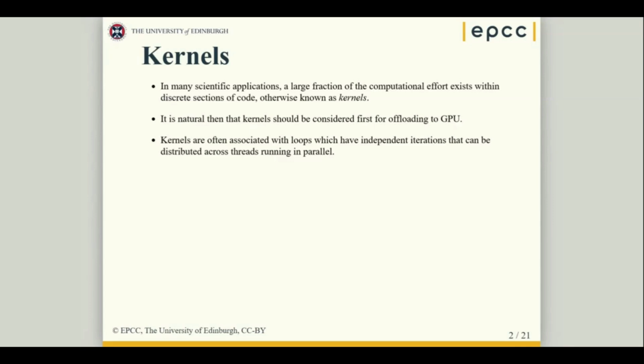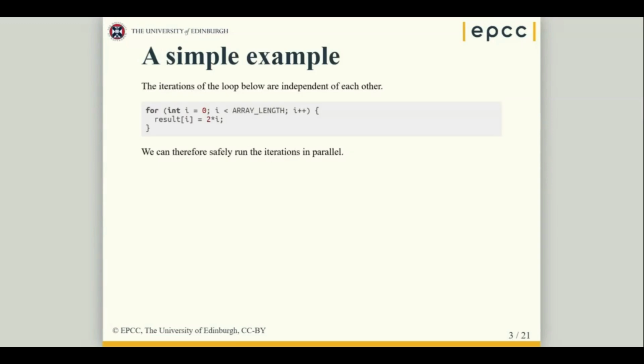As I said, these kernels are often associated with loops and have independent iterations that can be distributed across threads and run in parallel. We're really focusing on areas we can parallelize. A simple example that we're going to look at initially is this loop that takes the index in the loop, doubles it, and puts it into a result. There's no dependency between each iteration of the loop. The result of i equals 0 isn't dependent on i equals 1 or vice versa.